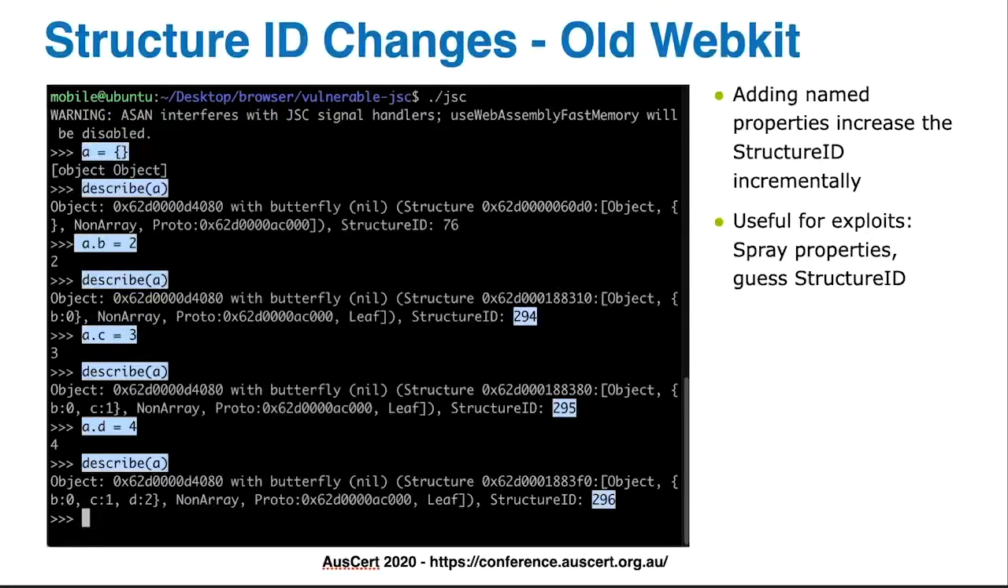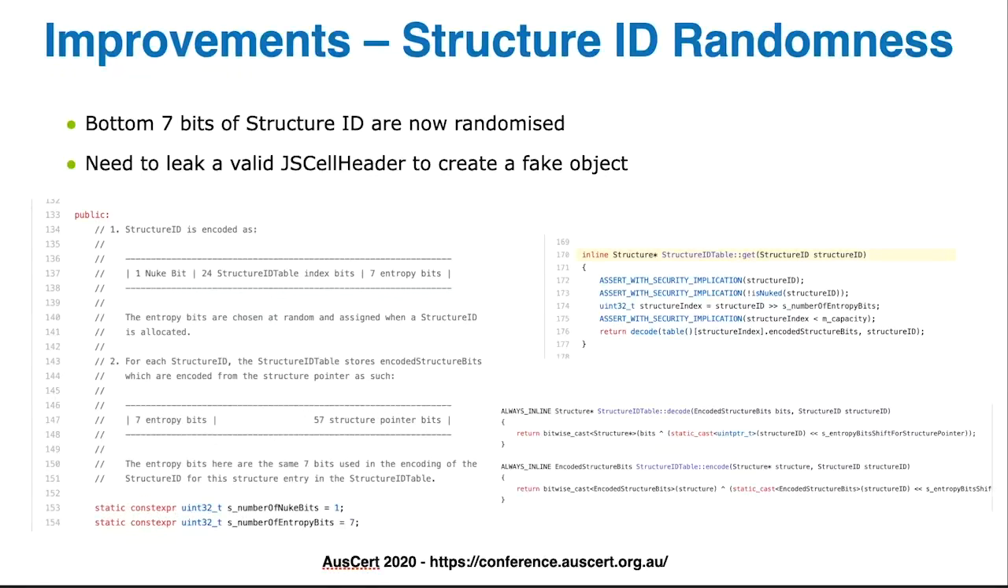So in the old WebKit, the structure ID used to be incremented by 1 whenever you add a new named property. This was useful for several exploitations because you can just spray certain properties and then guess a valid structure ID. However, with the new WebKit, structure ID randomness has been added, which means that the bottom 7 bits of the structure ID are now randomized. Now in order to create a valid fake object, you must leak a JSCell header using some kind of exploit primitive, and then use that to fake an object.